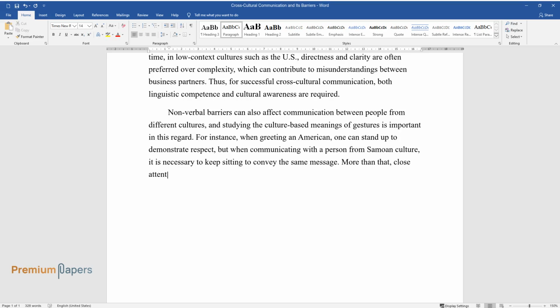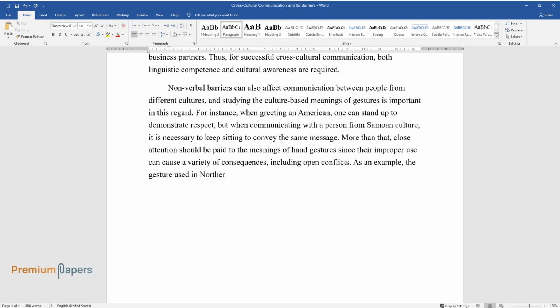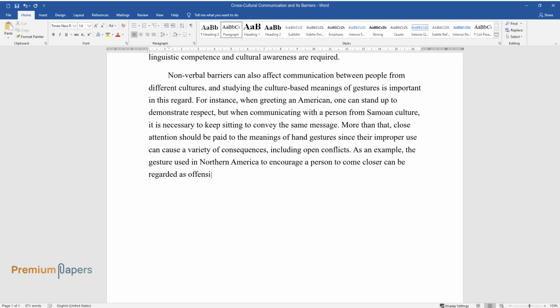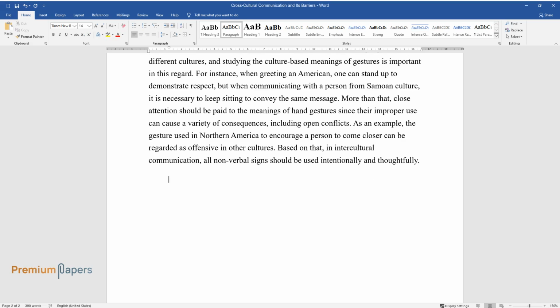More than that, close attention should be paid to the meanings of hand gestures, since their improper use can cause a variety of consequences, including open conflicts. As an example, the gesture used in Northern America to encourage a person to come closer can be regarded as offensive in other cultures. Based on that, in intercultural communication, all nonverbal signs should be used intentionally and thoughtfully.